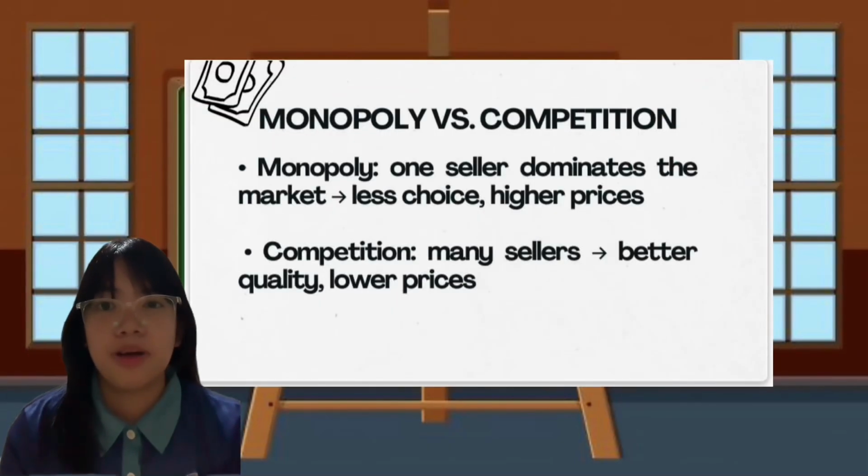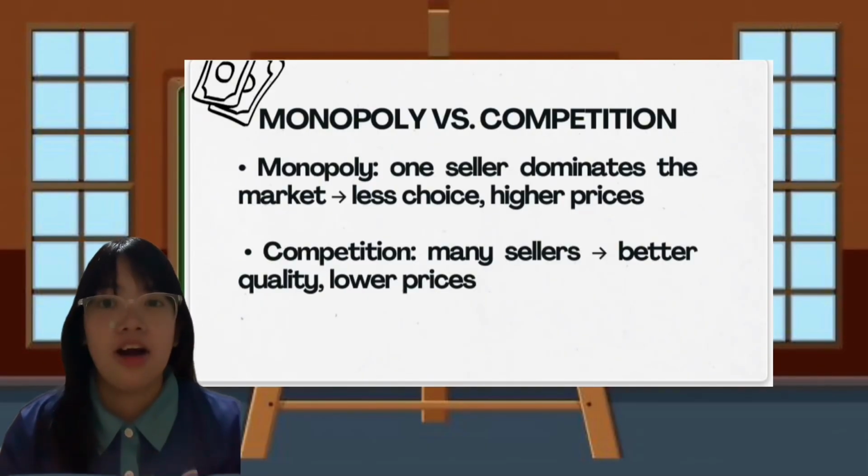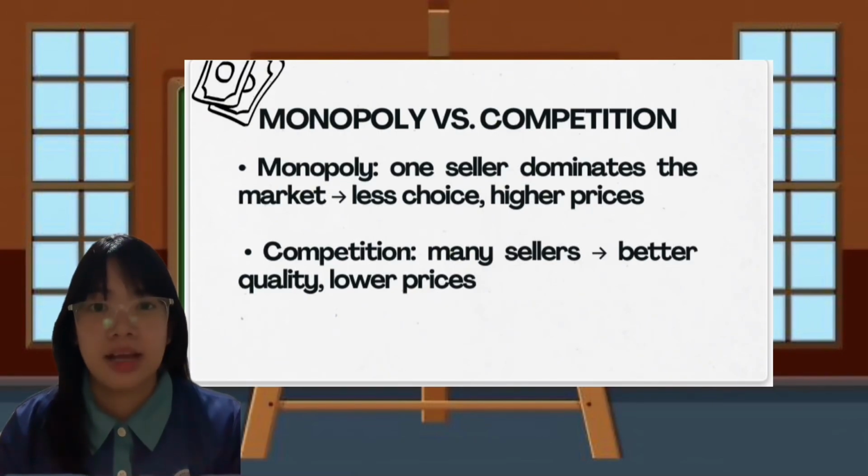Next is monopoly versus competition. Monopoly has one seller and competition has many sellers. In a monopoly, one seller controls the market, often leading to higher prices and fewer choices. In competition, many sellers compete, resulting in better quality and lower prices.